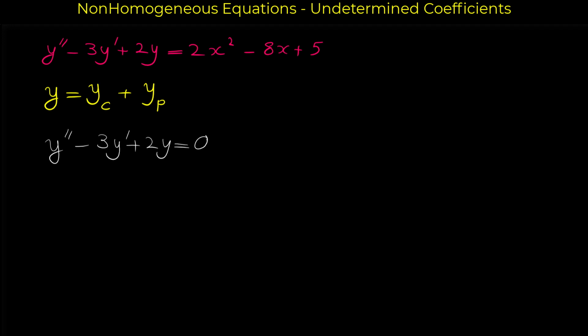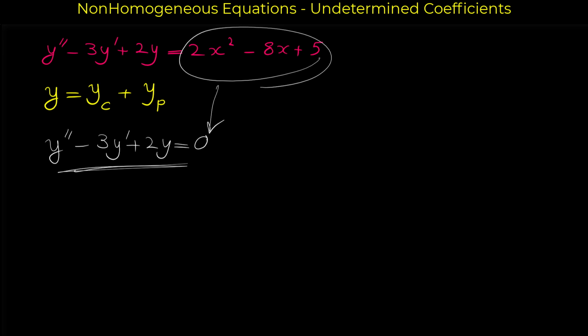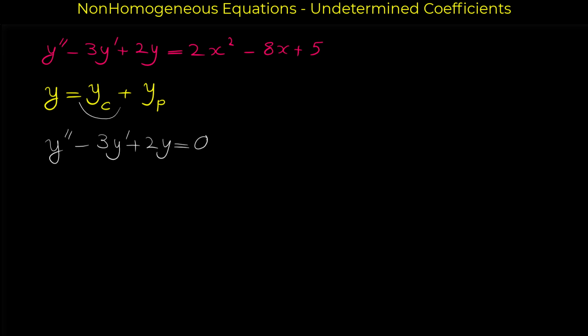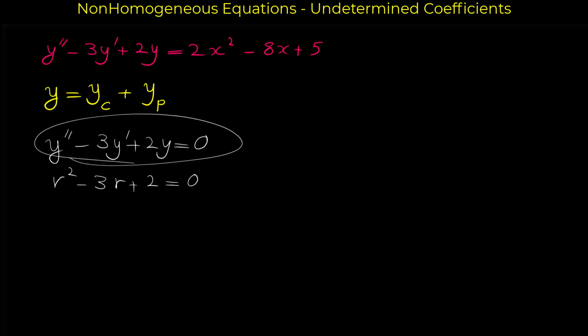Always, the first step for solving non-homogeneous differential equations is to solve the homogeneous differential equation. We have to set the other side of the equation equal to 0. For finding y sub c, if you remember, for solving the homogeneous second order differential equation, we write the characteristic equation r squared minus 3r plus 2 equals 0.